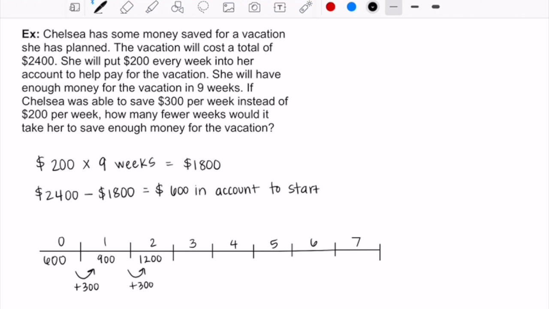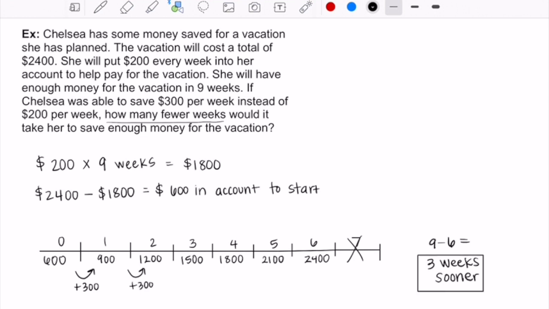So after 1 week, she would have $900. After another week, she'd have $1,200, and then that pattern would continue. So you wouldn't need to continue it to the 7th week. It would stop right there after 6 weeks. And so based off of that information, she would have her $2,400 after 6 weeks, but we want to reread the question to make sure we answer it the right way. It says, how many fewer weeks would it take her to save enough money for the vacation? And so in the original example, it was taking her 9 weeks. In this example, it takes her 6 weeks. And so 9 minus 6 gives you the answer to the question that it would take her 3 weeks fewer. Or another way that you could say that is that she'd have the money 3 weeks sooner if she were able to save $300 per week instead of $200 per week towards her vacation.